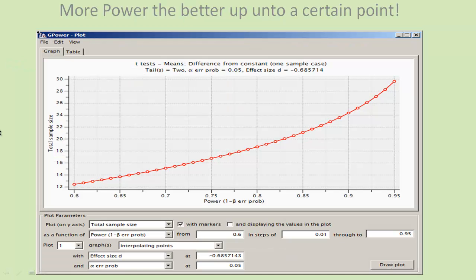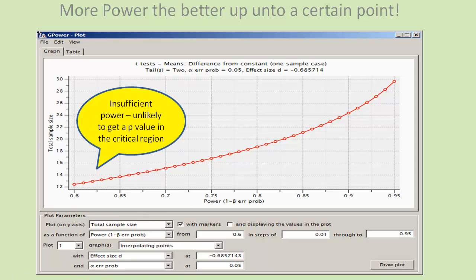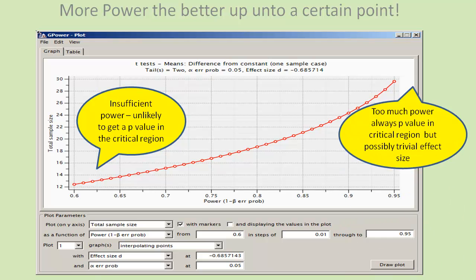Well, we again use G-power to provide us with sets of results, this time telling us the projected power for various sample sizes for a given effect size and critical value, that is the alpha level. We can say that given the stated effect size and critical value, we can have a situation where we have an insufficient sample size, which will result in us rarely getting a p-value in the critical region. At the other extreme, given the stated effect size and critical value, we can have the situation where we have a sample size that is too large, resulting in us getting p-values that are in the critical region always, but the effect size might be trivial.